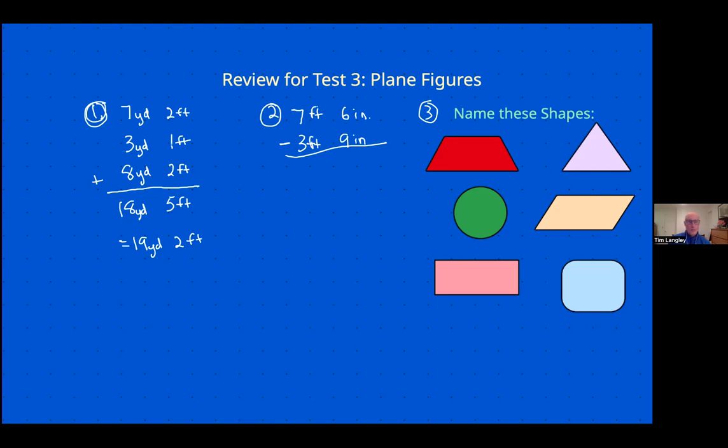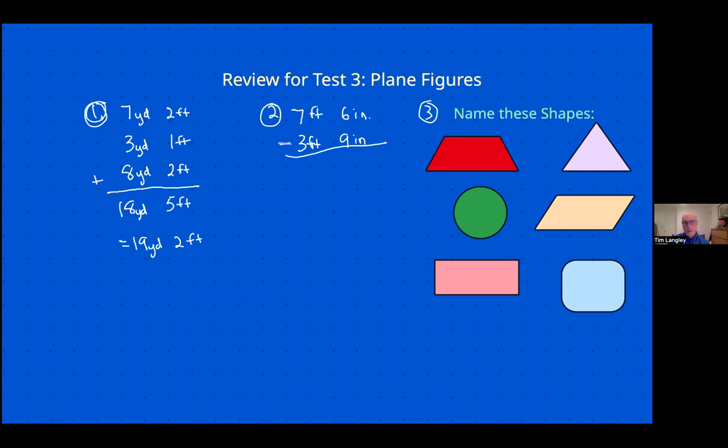I'm going to change colors with my marker here to something else. Okay. This next problem is a subtraction problem. I've got 7 feet 6 inches minus 3 feet 9 inches. And it's subtraction, so I'm going to have to borrow here. You can see nine, you can't subtract from six. So that's why I changed colors.